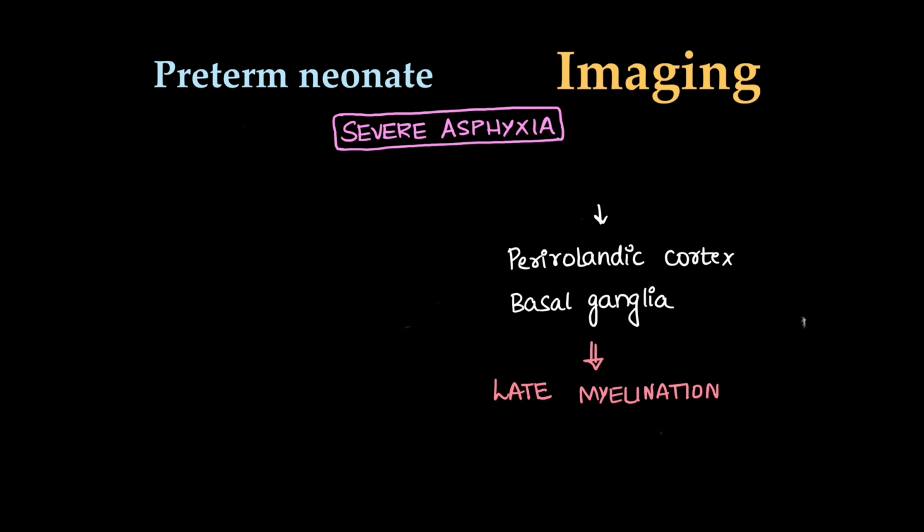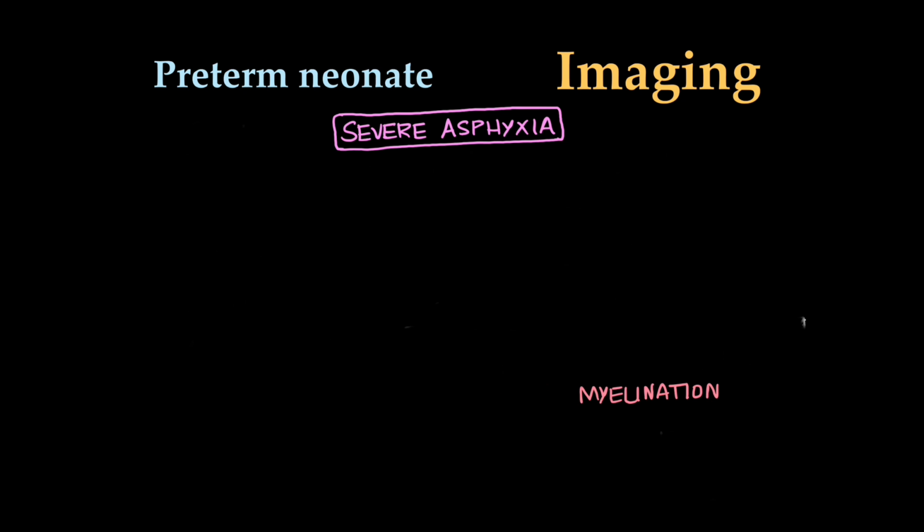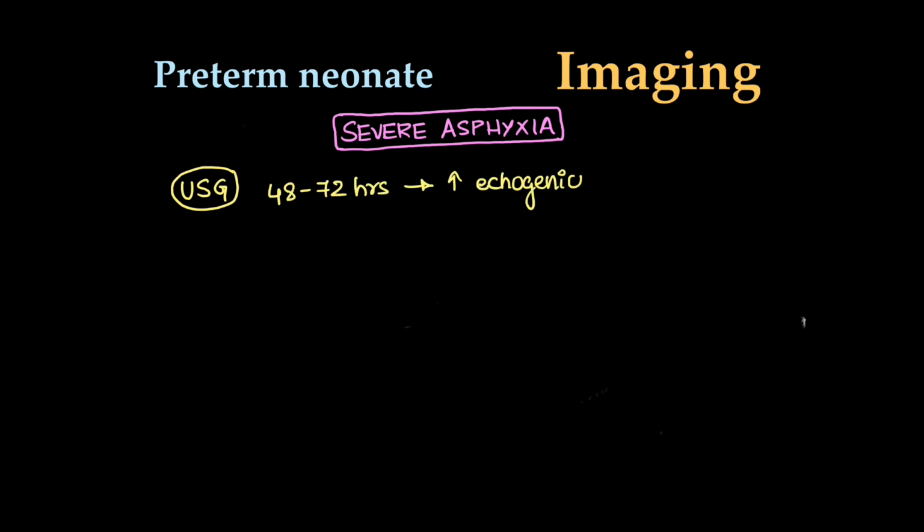Next, we'll use modalities like ultrasound and MRI. So what are the ultrasound findings in a preterm neonate? This can be used within 48 to 72 hours. There will be increased echogenicity in thalami.